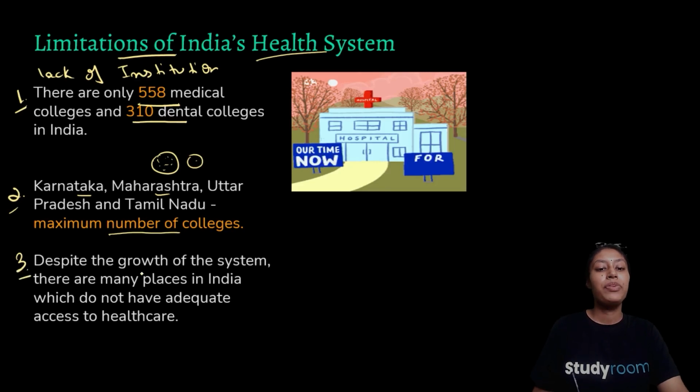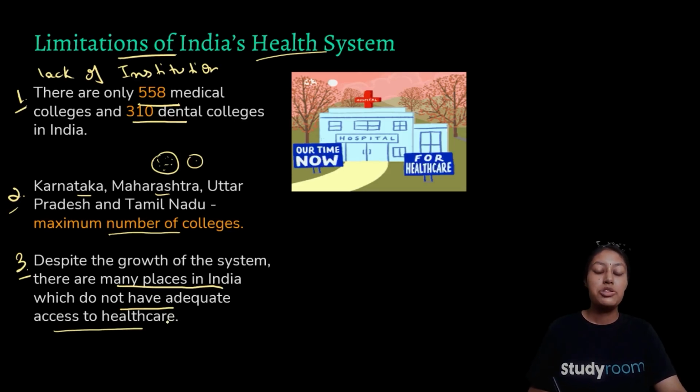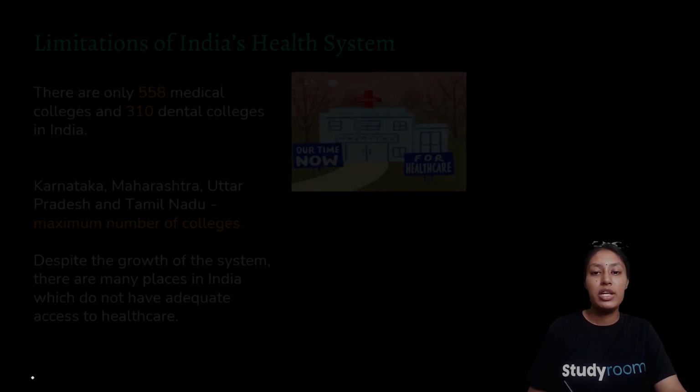Third, despite the growth of the system, there are many places in India which still do not have an adequate healthcare system, or people do not have access to proper healthcare. There are still many isolated places which are not properly studied or not properly built. That's why the healthcare system is still very weak in those areas.